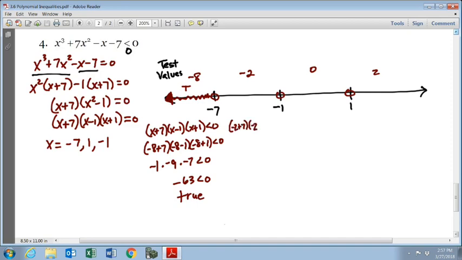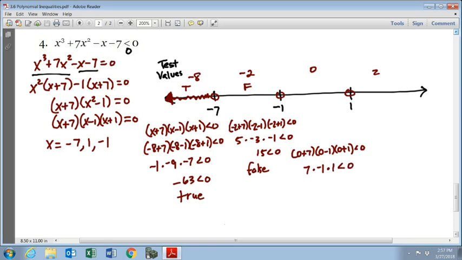All right, let's try negative 2. It's a little tight fitting all this in here. I think we can do it though. And we're going to get 5, negative 3, and negative 1 when we simplify there. And when we multiply, we get 15, which is not less than 0. That's false. And so we won't shade in that interval. Let's plug in 0. We'll get 7 times negative 1 times 1, which is negative 7. And that is less than 0. And so that's true, and we're going to shade in that region or that interval.